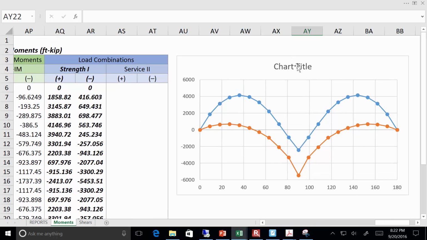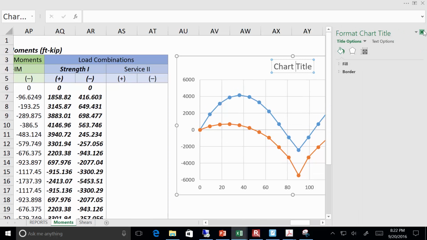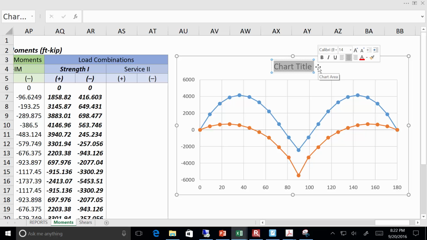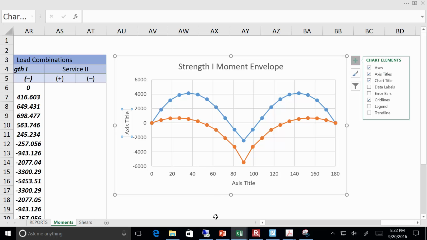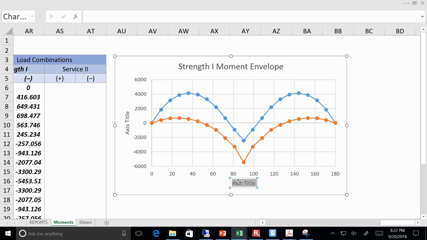So maybe I should title this, I should say, strength 1 moment envelope. And if I want to be technical, let's add some axis titles. This is the distance across the beam, and it's in feet. And this is my moment, and it's in foot-kips. Something like that. Okay. Sound good?